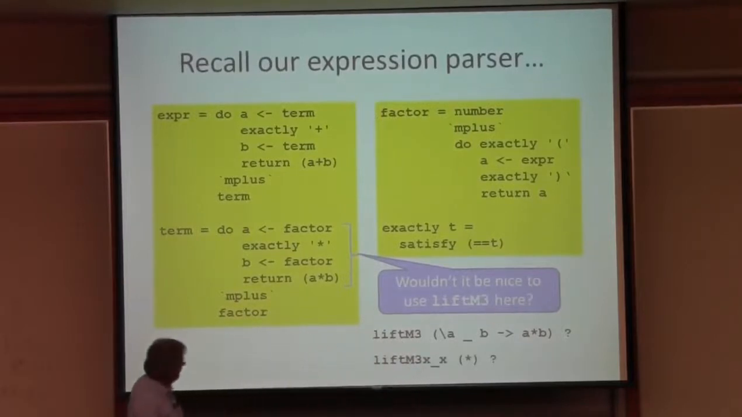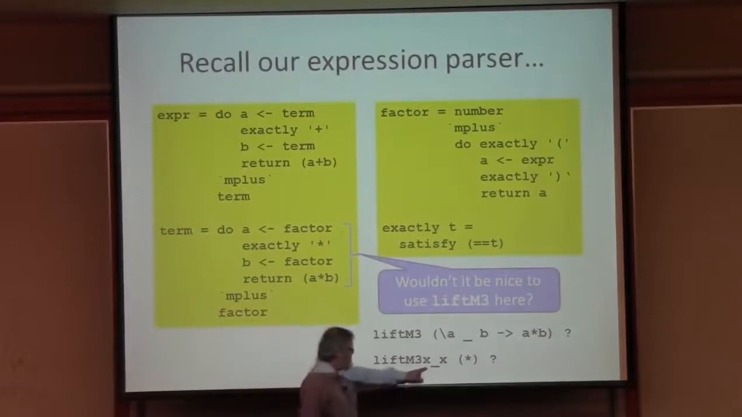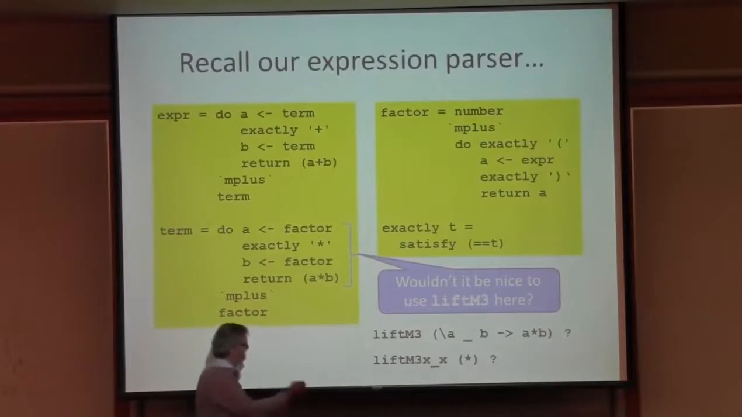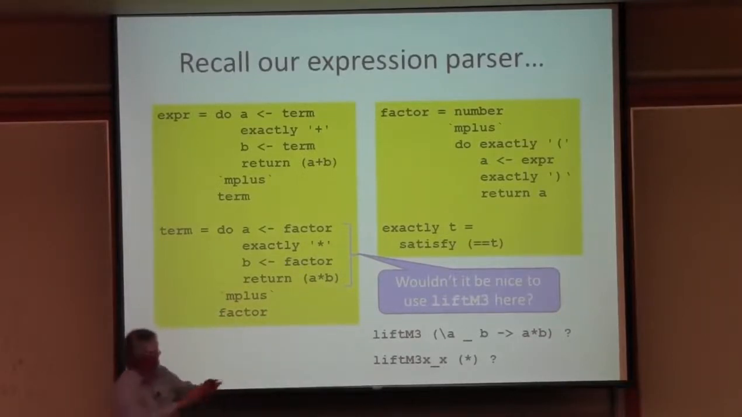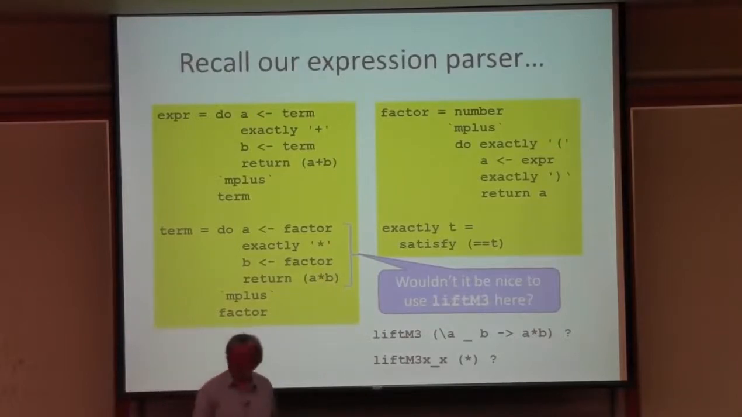So I could write something like this. Here's a version of liftM3 that takes the first and third arguments and throws away the second. Now I can just say liftM3 x underline x multiply factor exactly star factor. Yes?